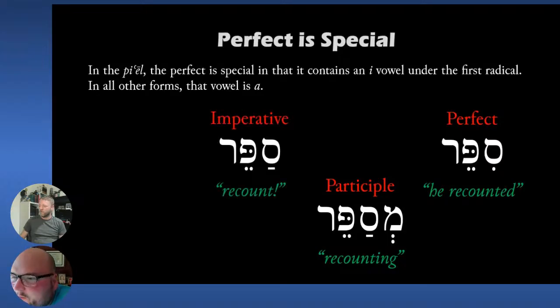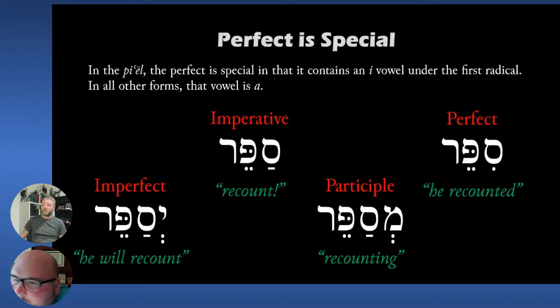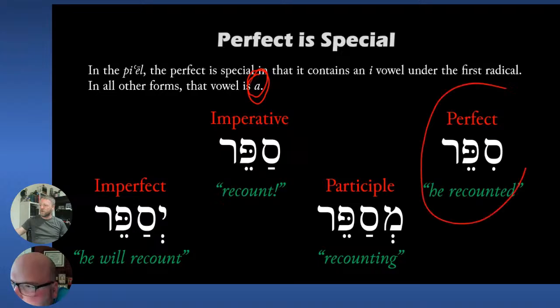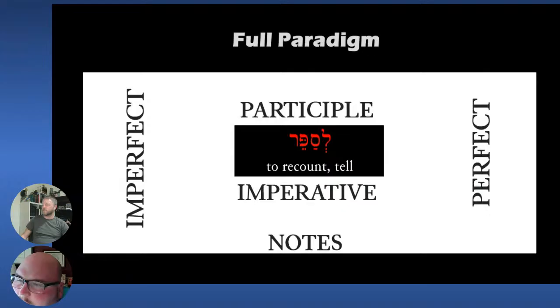So in the imperative, it's saper. In the future, it's yisaper. Misaper, yisaper, saper. It's the internal vowel. For some reason, it is patach, a, in all of the paradigm, except in the perfect, in which it's e. Yeah, that's messed up.